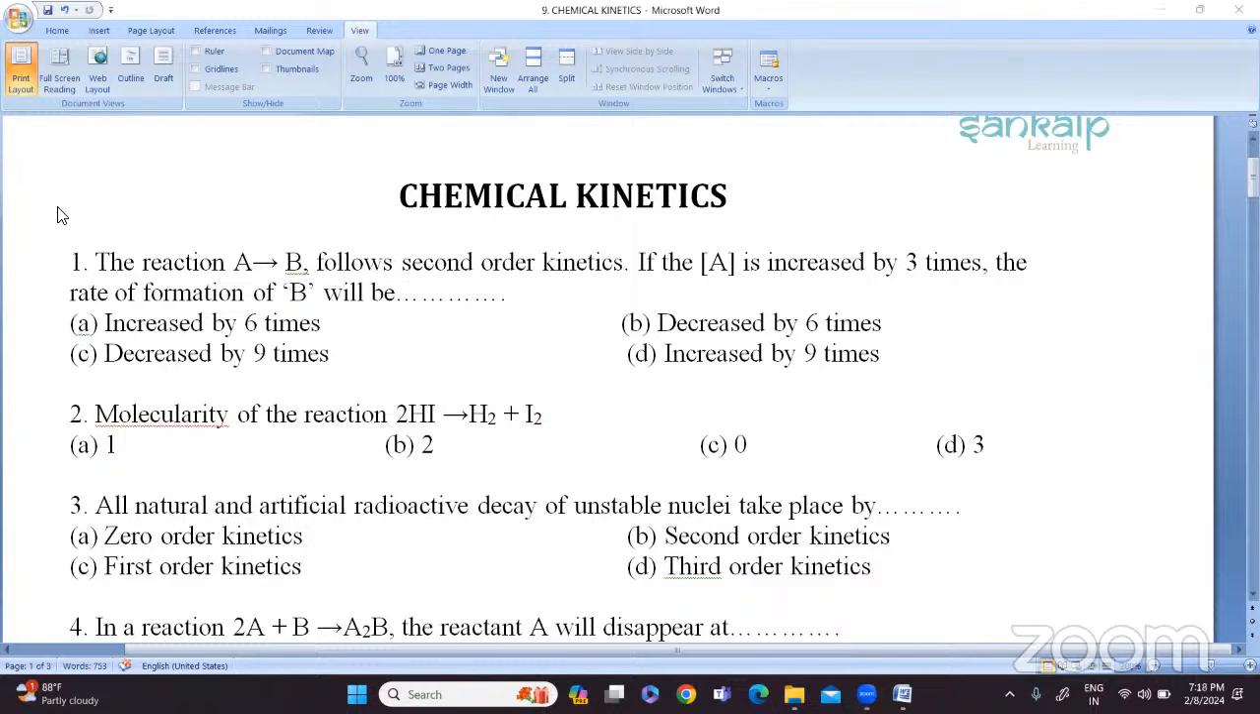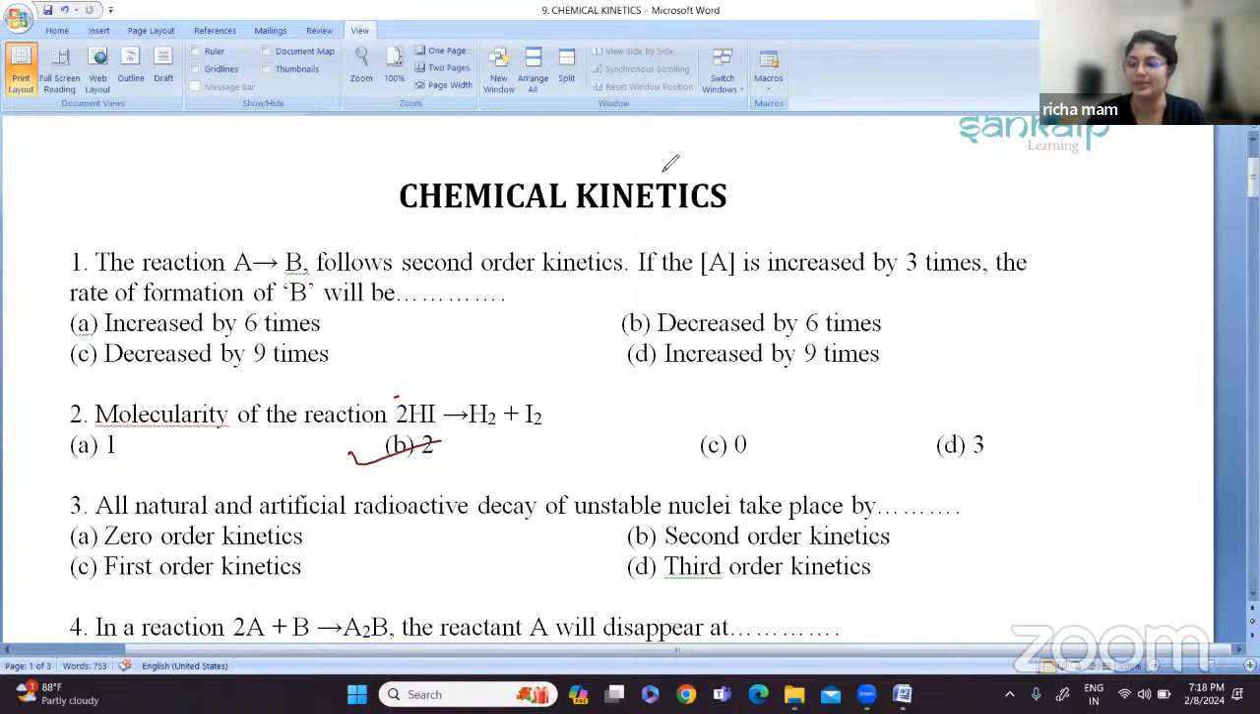What do you mean by molecularity of a reaction? Molecularity of a reaction means the number of reacting species which collide simultaneously to bring about a reaction. So molecularity is always a whole number. It cannot be a fraction or zero. So here, the number of molecules involved in the reaction is two. So the answer is B, 2.